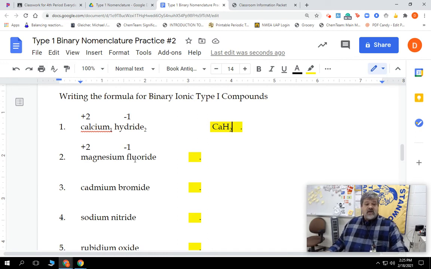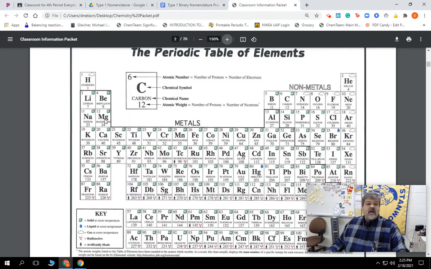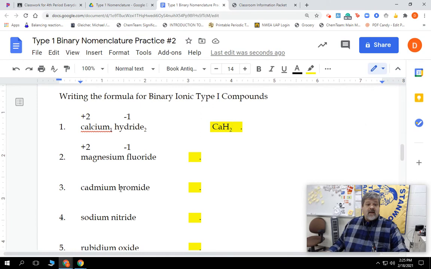We have MgF. Now, how did I find the +2 charge? Well, if I go to my periodic table, Mg is in column 2, so it's a +2. And then F of fluorine is over here, and this is in column 7A. It wants to get to neon, so it needs to add 1 electron, so that's going to be a -1.